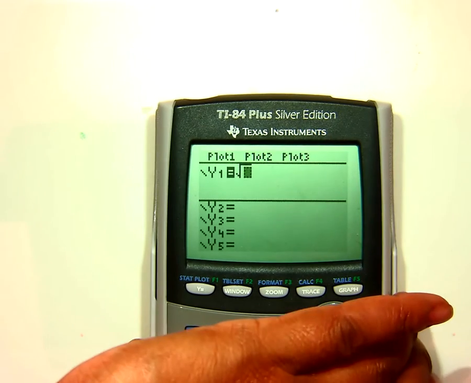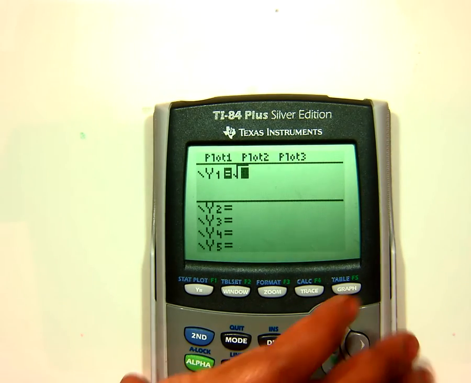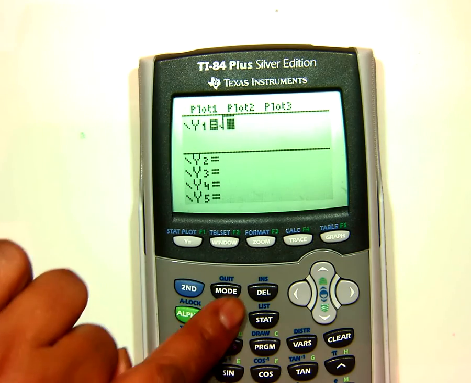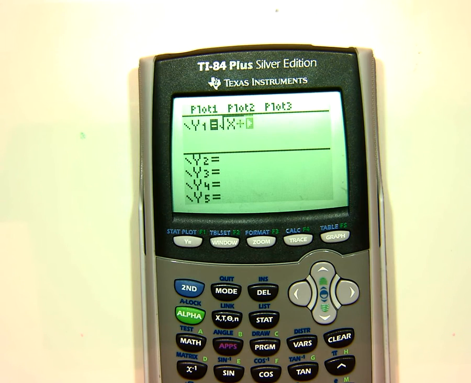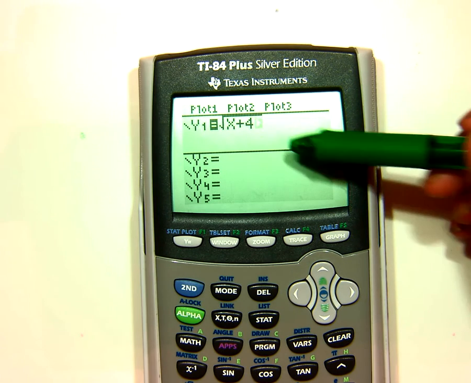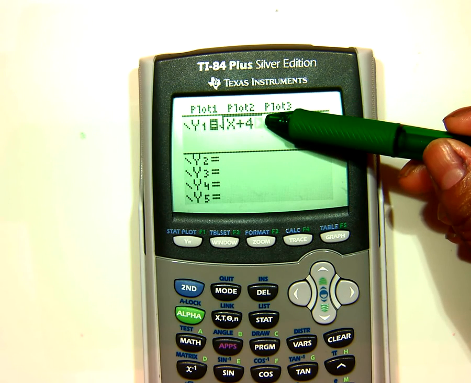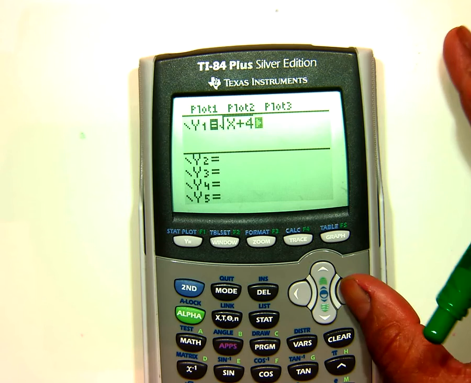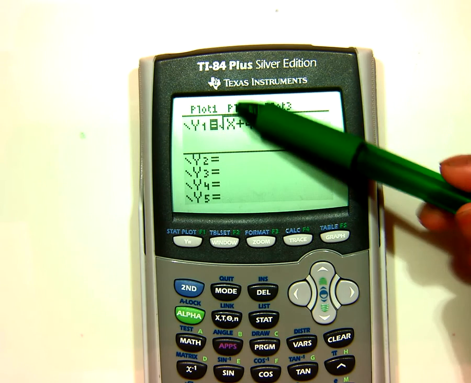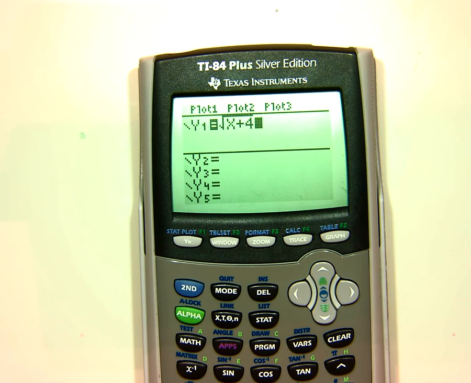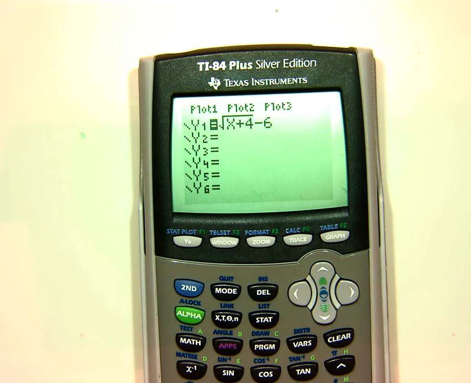Now we're going to put in x. Again, you can't see my finger. Here goes x. Your plus sign, then 4. Now notice how I have an arrow. Some of you don't have an arrow, but you're still going to hit this right arrow key to get away from that radical sign. Now we're going to hit -6 and then enter to lock it in.